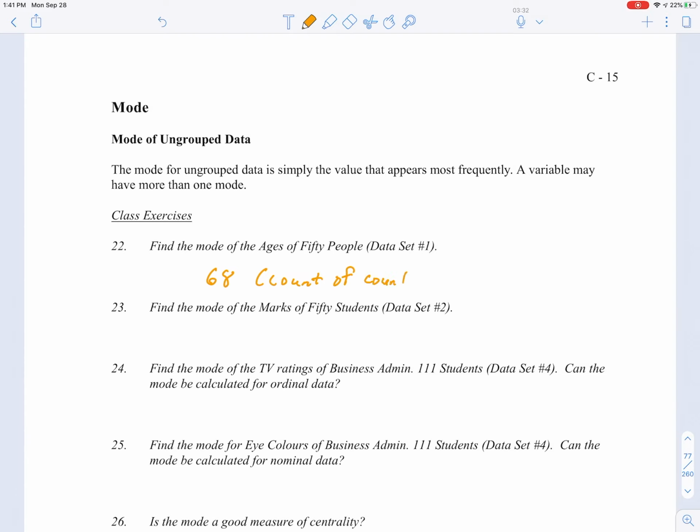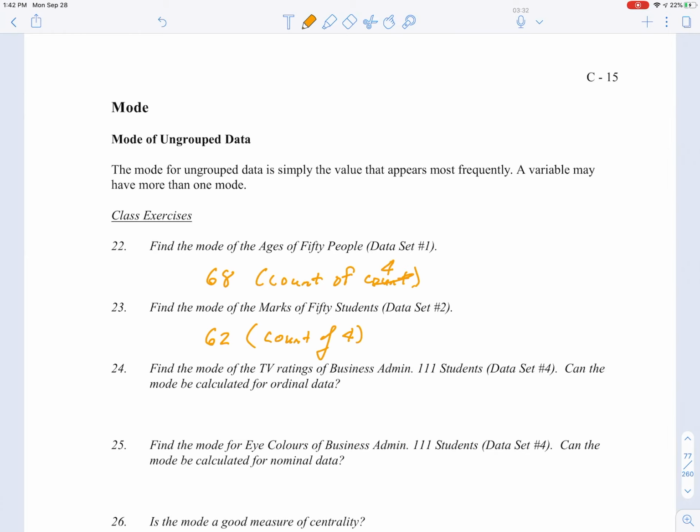There was no other value that had a count that high. Similarly, for the marks of 50 students, there was a mode of 62. It also had a count of 4. There's nothing special of the count. Oh, count of count. Let's change that to 4. Nothing special about the number 4. That was just the highest frequency.